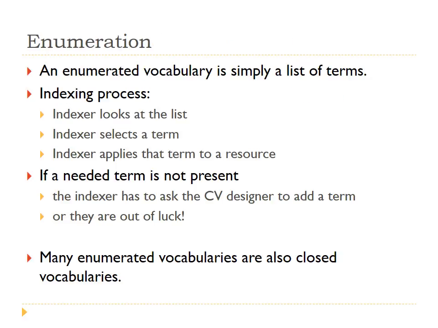Let's talk about enumeration first. Enumeration doesn't mean they have numbers, it just means things are listed out. So an enumerated vocabulary is a list of terms. The indexing process is fairly straightforward, right? You've done your subject analysis, you've come up with an idea of what this work is about, you look at the list of terms, you select a term that represents that idea, and you apply that term to your resource. So you add it to the bibliographic record or the database or whatever system you're working with. If a term is not present, this is usually a closed vocabulary. The indexer has to contact the CV designer to add a term, or they're out of luck.